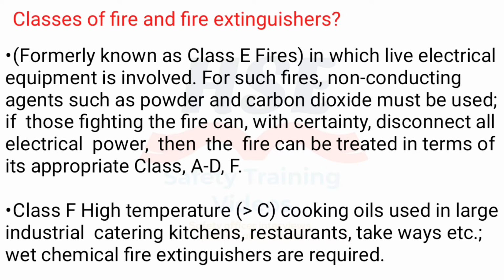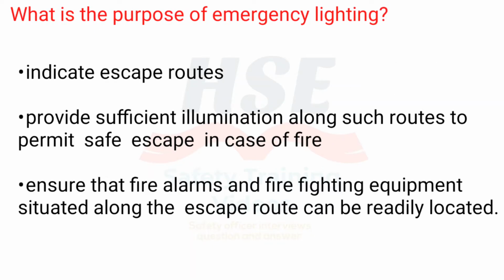What chemical fire extinguishers are required? What is the purpose of emergency lighting? Indicate escape routes. Provide sufficient illumination along such routes to permit safe escape in case of fire. Ensure that fire alarms and firefighting equipment situated along the escape route can be readily located.